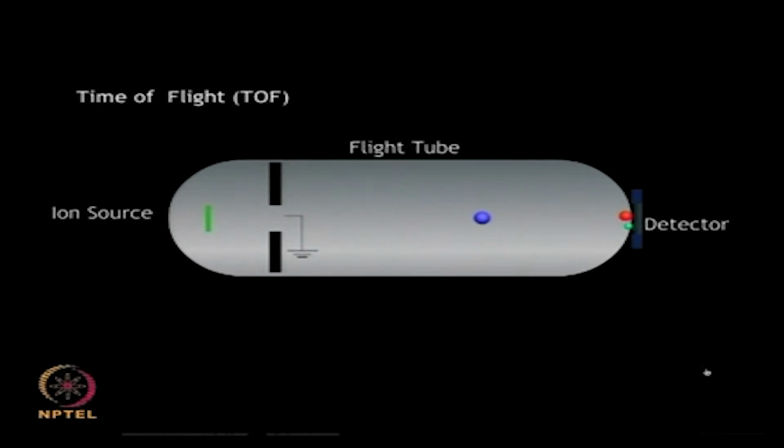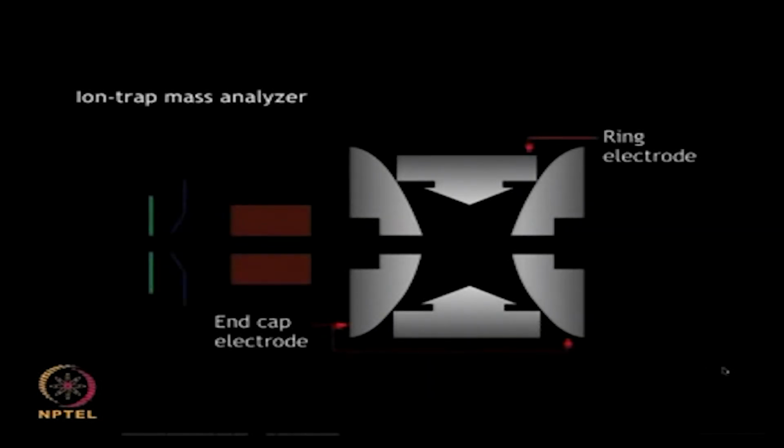Ions are accelerated at different velocities depending on their mass to charge ratios. Ions of lower masses are accelerated to higher velocities and reach the detector first. The time of flight under such circumstances is inversely proportional to the square root of the molecular mass of the ion. The TOF analyzer has several applications in proteomics.